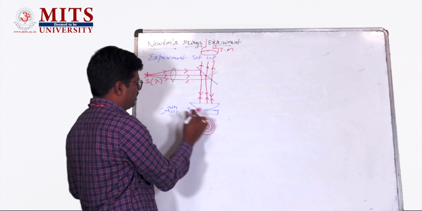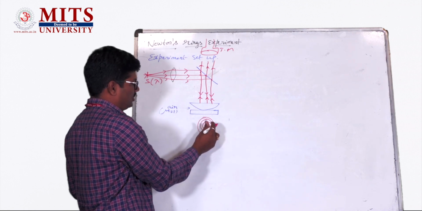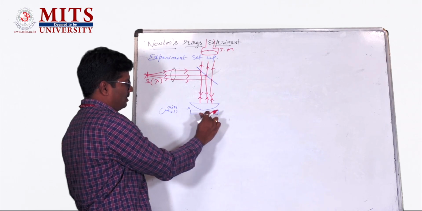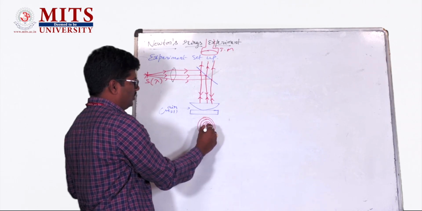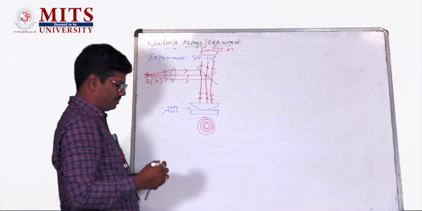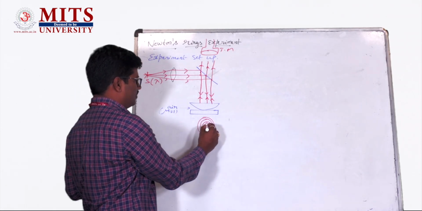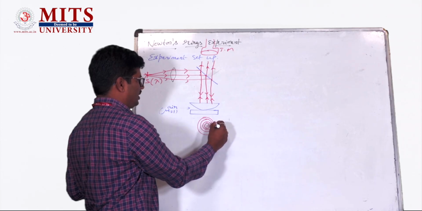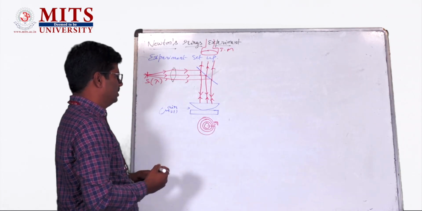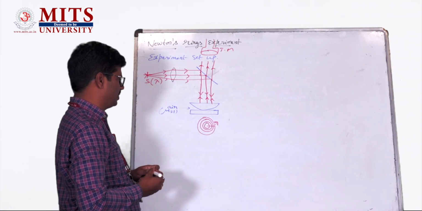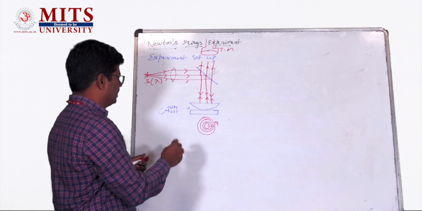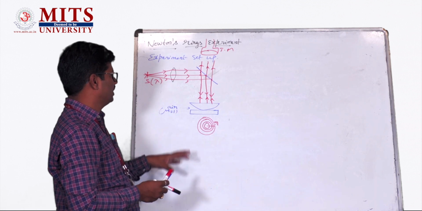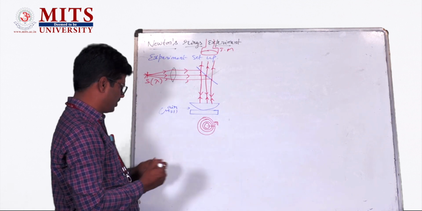If you take red now, there is dark, and then a red ring, then dark, then red. So we'll get concentric rings which have the same center. The radius of the outermost ring can be taken as r, then the diameter is capital D. This depends on the thickness of the air film. So let us see how to derive the radius of curvature of this plano convex lens.